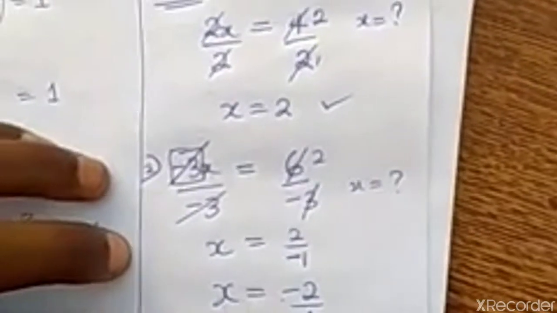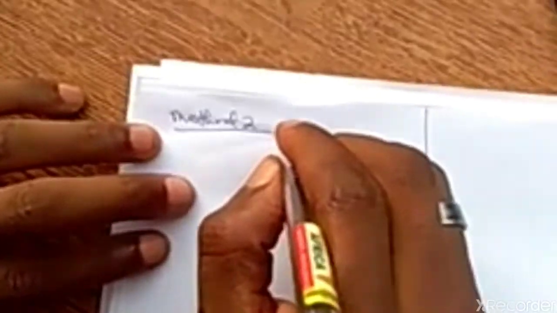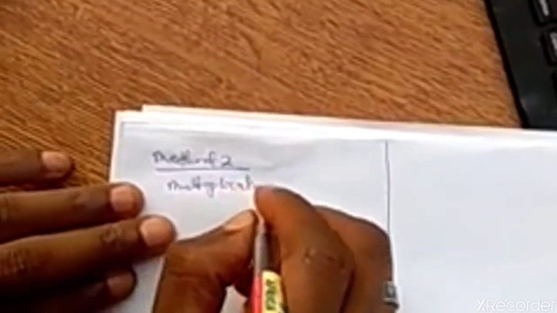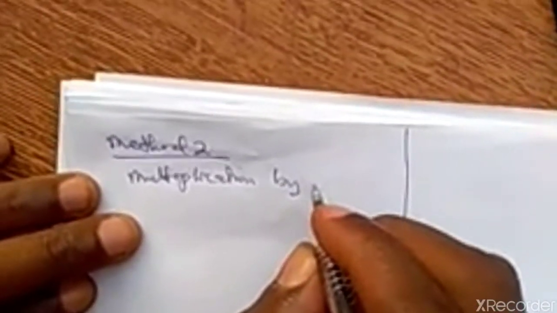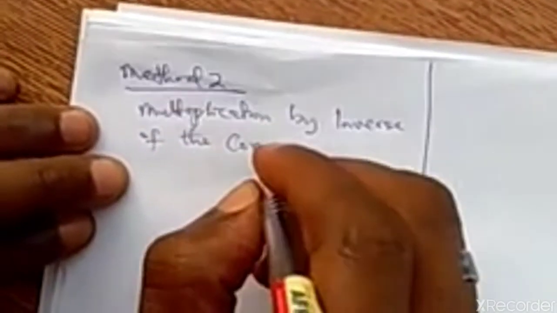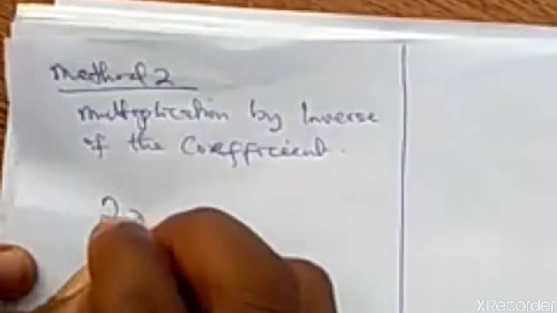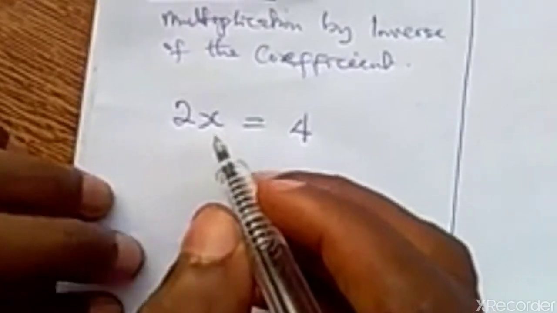So we have s equal to minus 2 over 1, and of course it is s equal to minus 2. Method 2 is multiplication by the inverse, or using the inverse of the coefficient. The inverse of the coefficient is just like what we did before. When we solved for 2x equal to 4, we solved for x in 2x equal to 4. We say divide by 2, the coefficient of x.